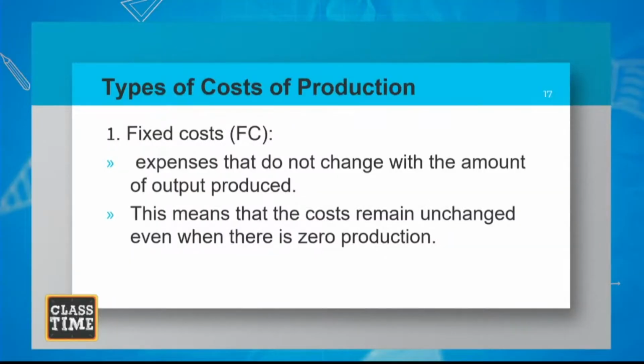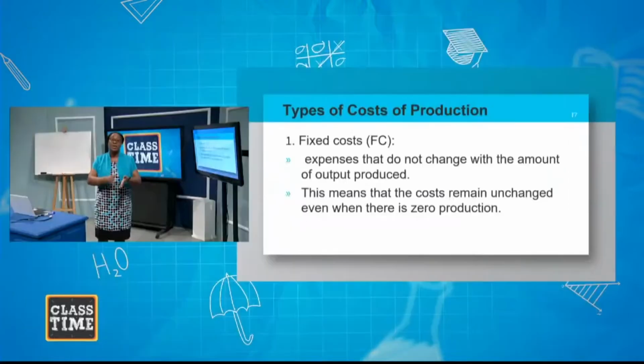And the first one is referred to as fixed cost. And as the term suggests, these costs do not change. These are expenses that the business must cover whether or not they are producing anything at all. So if they produce 0, they have to pay those costs. If they produce 100 units of whatever they are producing, those costs remain.